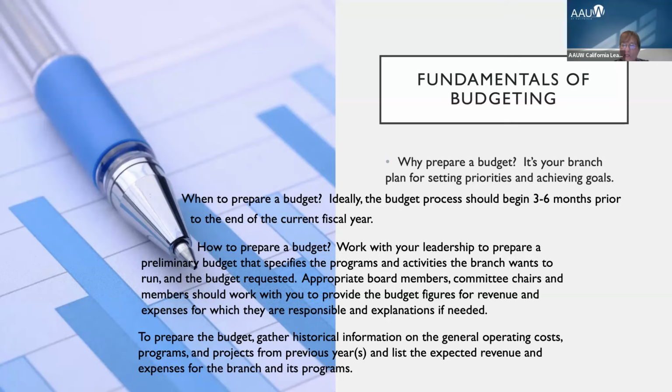How do you prepare a budget? You work with your leadership as financial officer to prepare a preliminary budget that specifies the programs and activities the branch wants to run. And so you have seen what the recurring costs are.